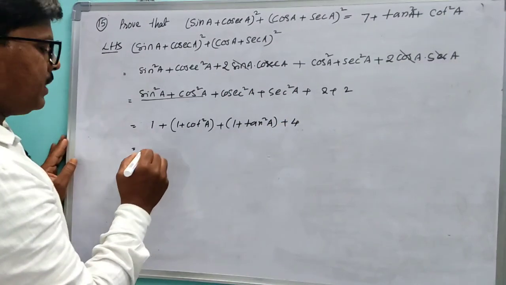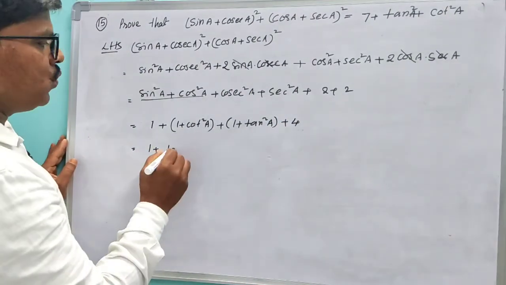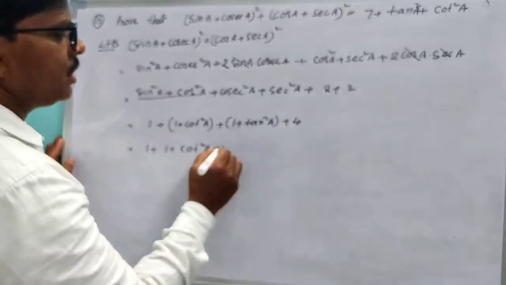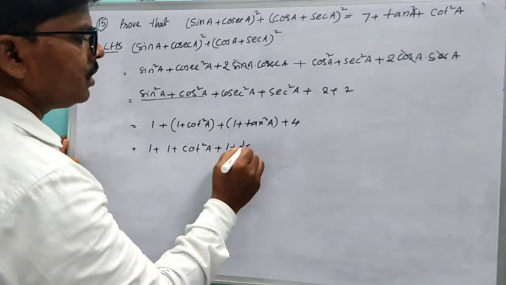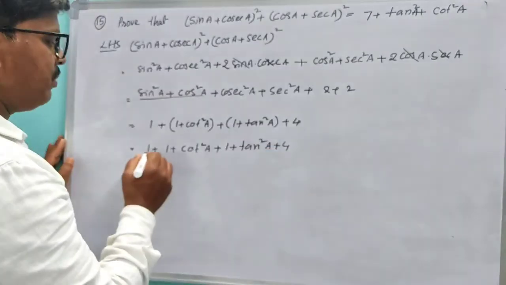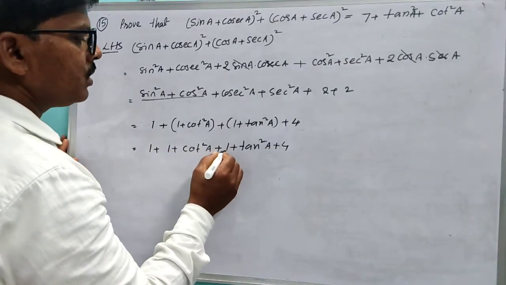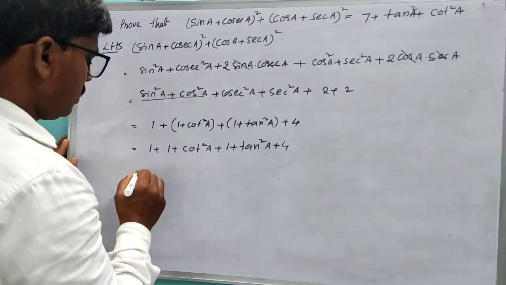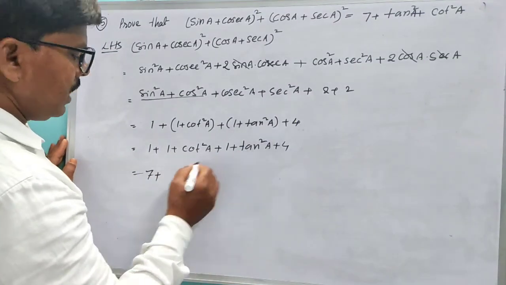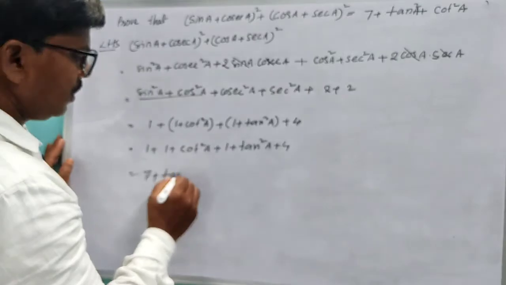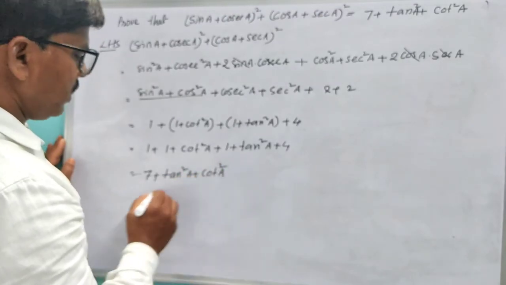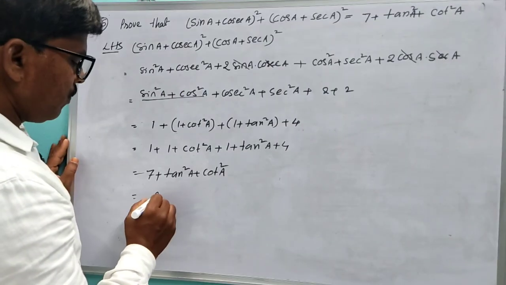Now open the bracket: 1 plus cot square a plus 1 plus tan square a plus 4. So 1 plus 1 is 2, plus 1 is 3, plus 4 is 7. So 7 plus, rearranging these terms, tan square a plus cot square a. So that is what we had to prove.